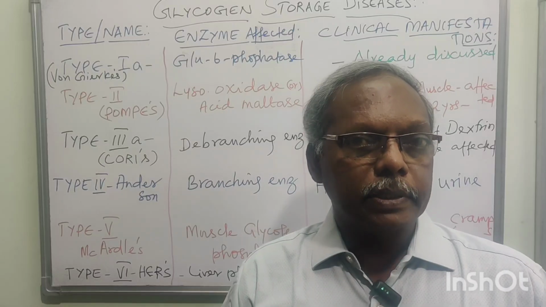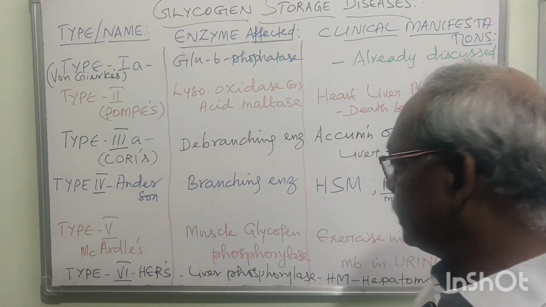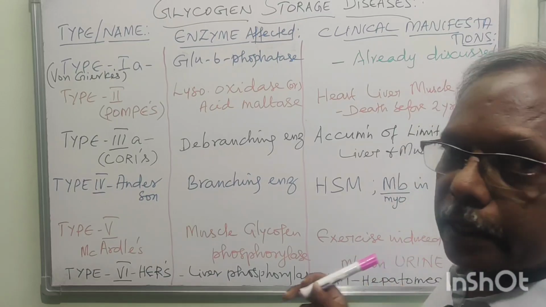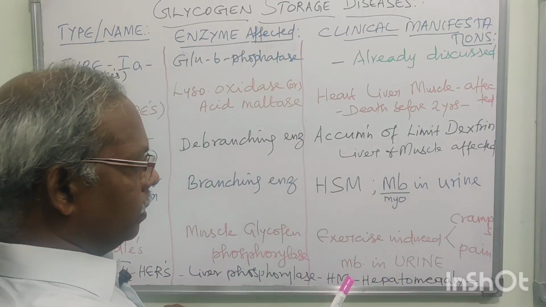If this enzyme is not present in muscle, it means glycogen is not able to be converted. That is the reason, right? That is why they will get exercise induced spasm or pain.